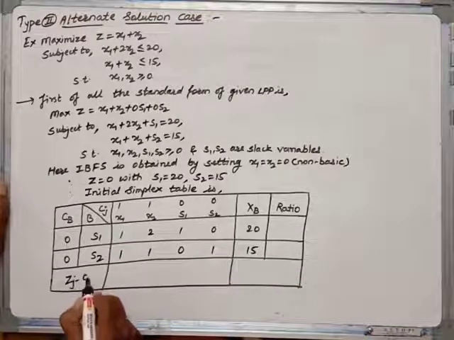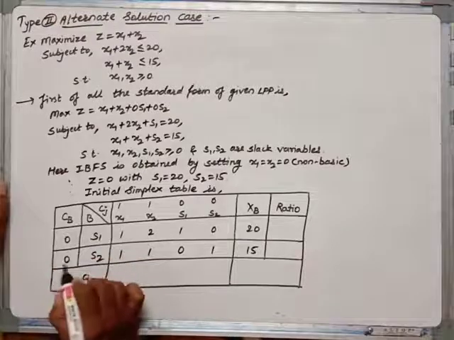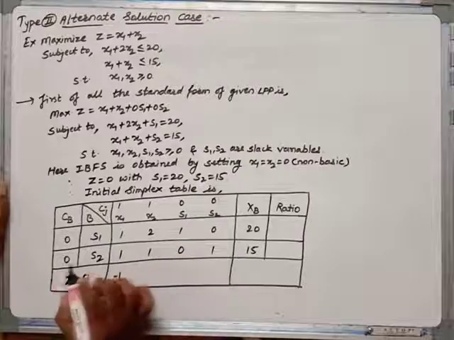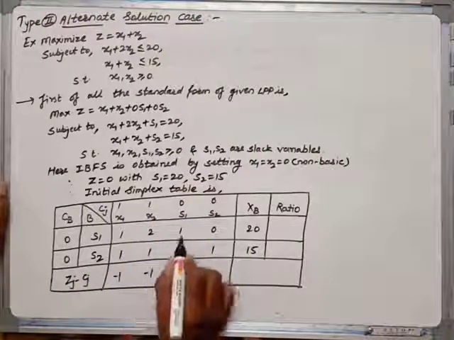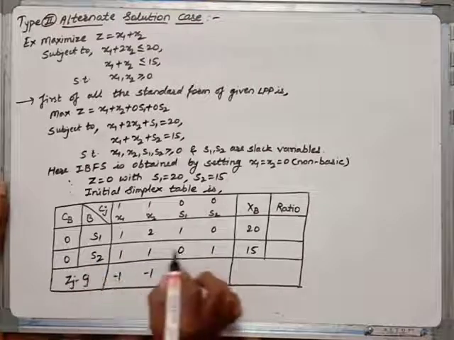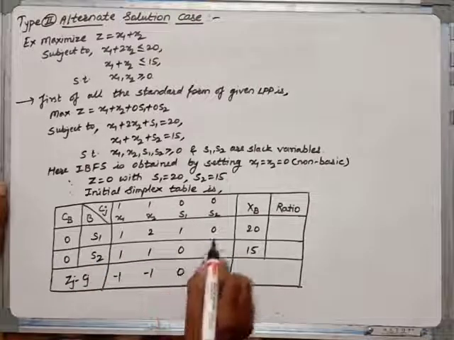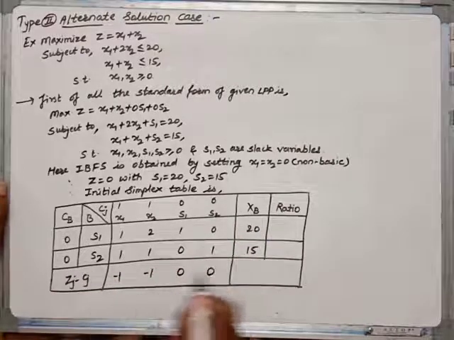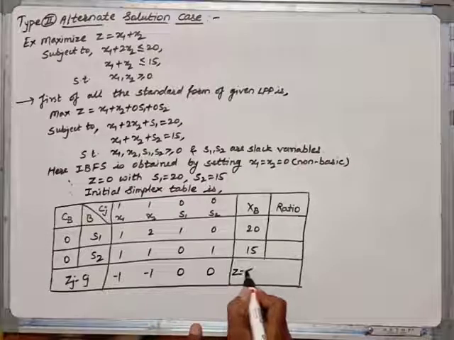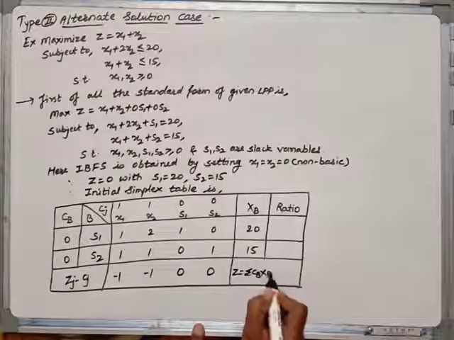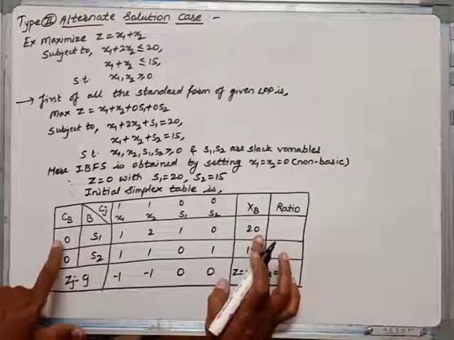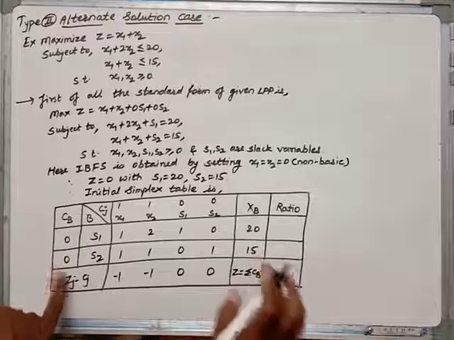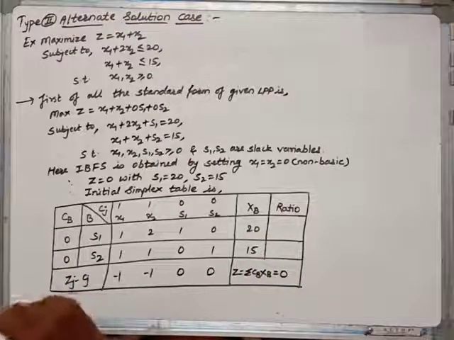Now Zj minus Cj. So 1 into 0, 0 plus 1 into 0, 0, minus 1, so I get minus 1. 2 into 0, 0 plus 1 into 0, 0, minus 1, so I get minus 1. Again 1 into 0, 0 plus 0 into 0, 0, minus 0, so I get 0. 0 into 0, 0, 1 into 0, 0, minus 0, so I get 0. Now Z is equal to summation CB XB, and both CB are 0, XB are non-zero. So 20 into 0 plus 15 into 0, addition of them is 0.